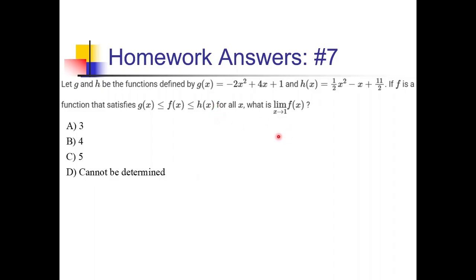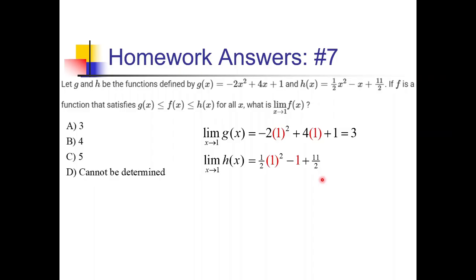If it's not the same number, then we won't be able to tell much of anything, but we have to try. So let's find the limit first as x approaches 1 of the g function. Got to start somewhere. So -2 times 1 squared plus 4 times 1 plus 1. This is -2 plus 4, which is 2, plus another 1 is 3. And that's one of the answer choices, but before we pick that, we need to find the limit of h as x approaches 1. So that's going to be 1/2 times 1 squared minus 1 plus 11 over 2. We have 1/2 minus 1, which is -1/2.